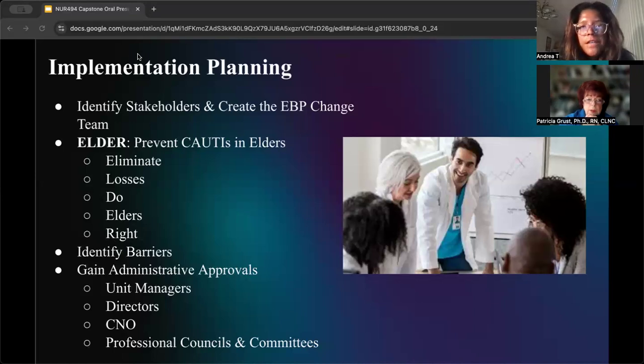Upon the establishment of the evidence-based practice change team, the subsequent step involves seeking administrative approval. This step is vital to ensure alignment between the proposed practice change and the organization's overarching goals and vision, thereby facilitating the project's success and sustainability. Approval may be sought from unit managers, directors, chief nursing officers, or CNOs, and professional governance councils and committees.